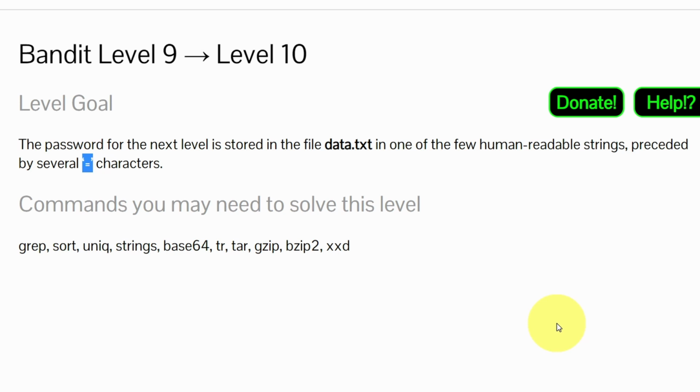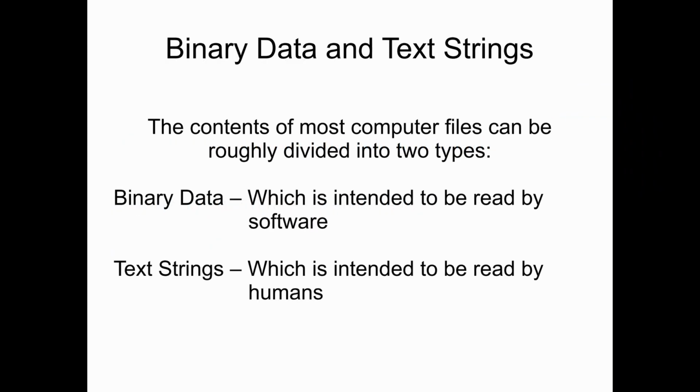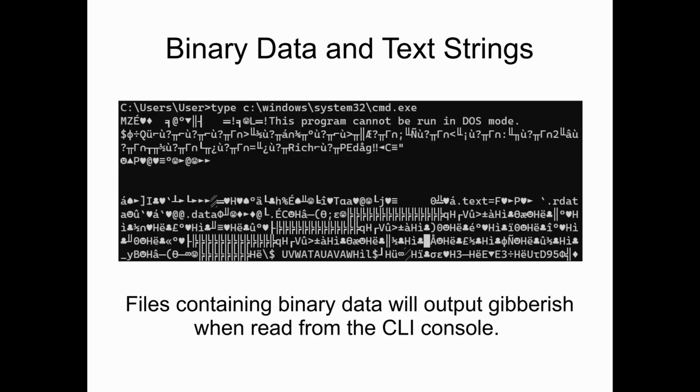The mention of few human-readable strings implies that most of the contents of the file are not human-readable. The contents of most computer files can be roughly divided into two types: binary data, which is intended to be read by software, or text strings, which are intended to be read by humans. Files containing binary data will output gibberish when read from the CLI console.